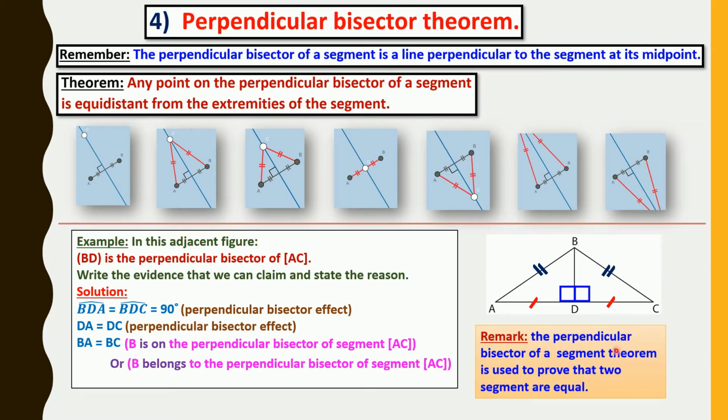Remark: the perpendicular bisector theorem is used to prove that two segments are equal. So in case you want to prove that two segments are equal, and in the given we have information about a perpendicular bisector to a given segment, we can use the theorem.